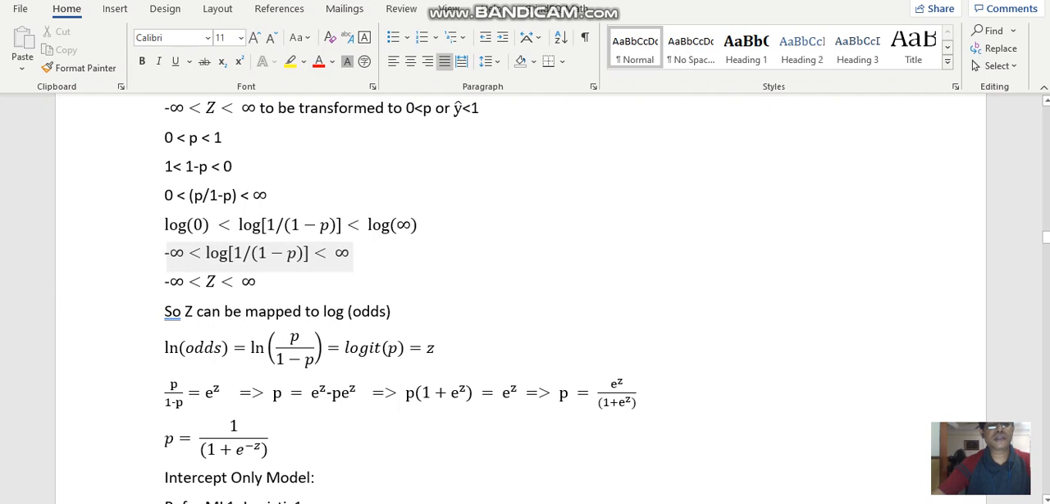And this seems a bit similar to linear regression, because in linear regression also the z value varies from minus infinity to plus infinity. So there is a similarity between this statement and this statement.